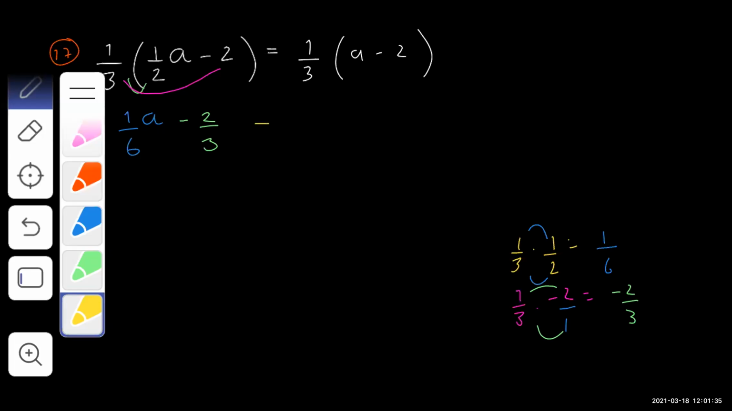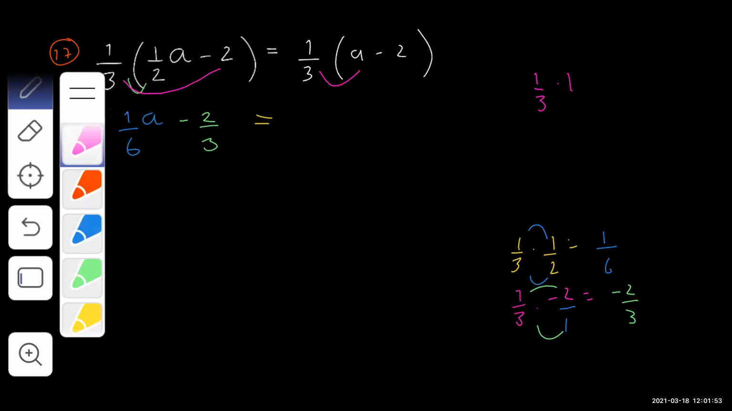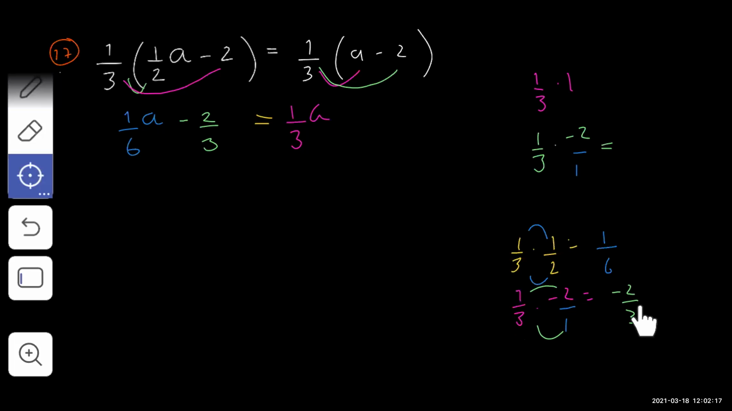Equals, let's go to the other side, and we're going to use the same idea. 1/3 multiplying this. What number do I have here, guys? 1. 1 is the same. We don't even need to solve that. 1/3 multiplying a is 1/3 of a. That is easy, a walk in the park. The other one, 1/3 multiplying -2. I think it is the same, right? Yes, it's the same answer, -2/3.